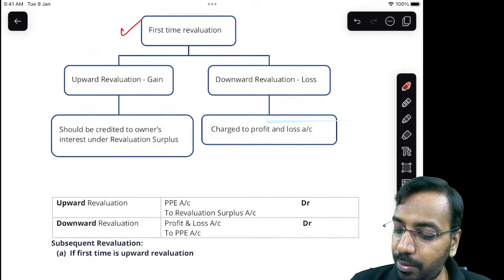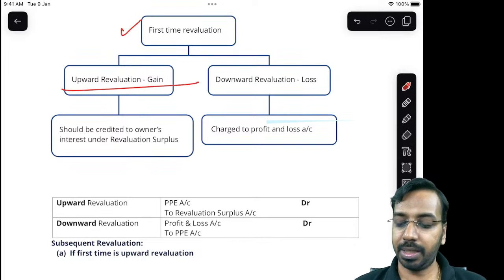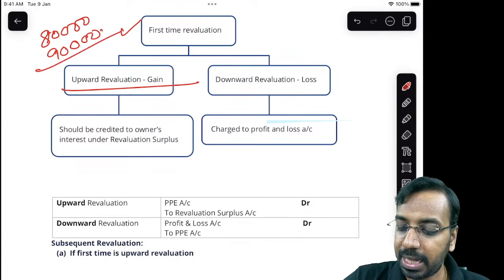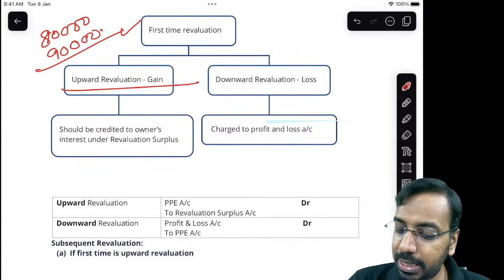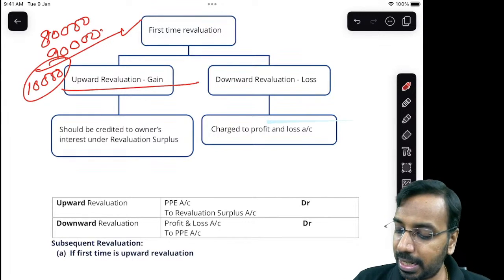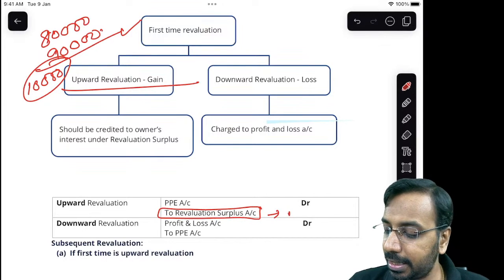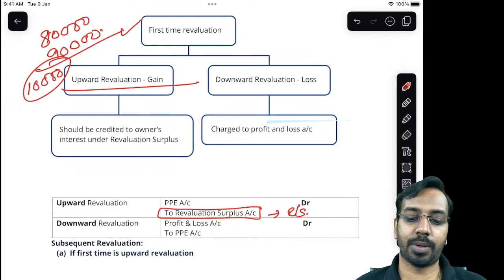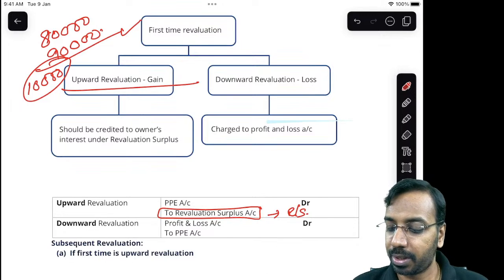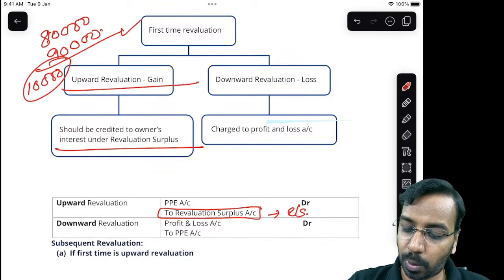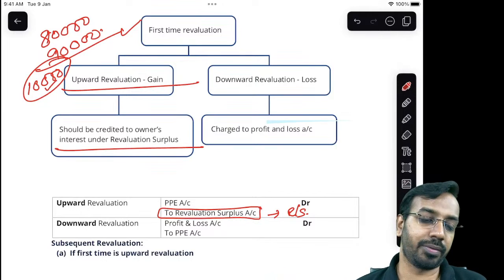If the first-time revaluation is an upward revaluation, say it was 80,000 and now it has become 90,000, then the gain of 10,000 I will not recognize in P&L. I will recognize it under revaluation surplus directly, under reserves and surplus. It will not be taken to P&L. So it will be credited to revaluation surplus. Which one? The first-time upward revaluation.